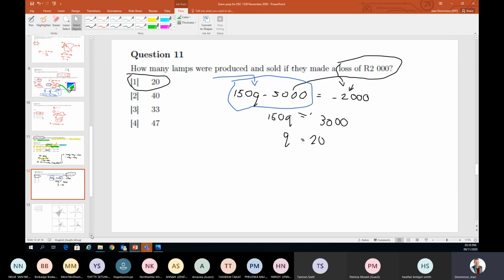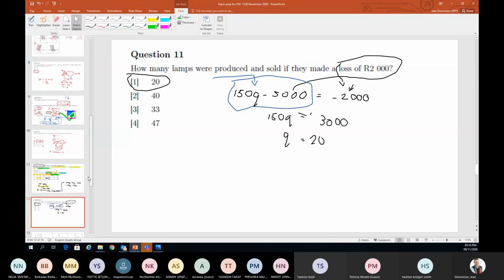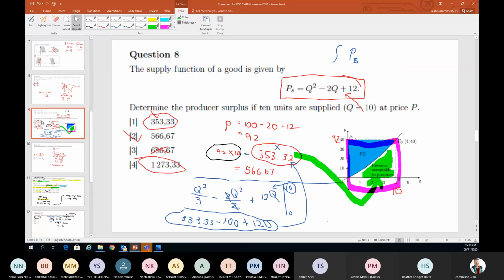Okay, so let's look at this one. Again I needed to look at things that I could eliminate. When I looked at the 92 times 10, which would have given me 920, then I know, because I am subtracting, it needs to be smaller than 920. So it can't be that one.